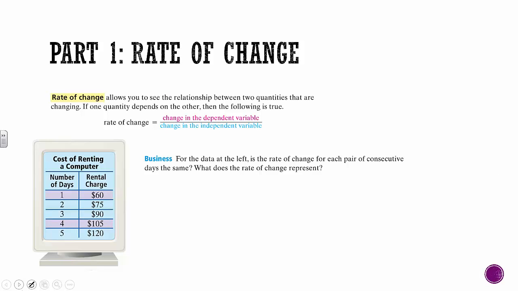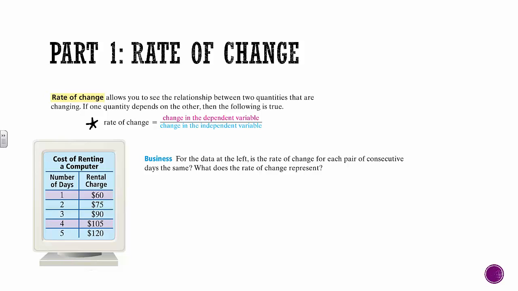So a rate of change allows you to see the relationship between two quantities that are changing. If one quantity depends on the other, then the following is true. The rate of change is the change in the dependent variable divided by the independent variable. So we learned about independent and dependent variables way back in Chapter 2, so we'll have to remember that again. So it says for the data at the left, is the rate of change for each pair of consecutive days the same? And then what does that rate of change represent?